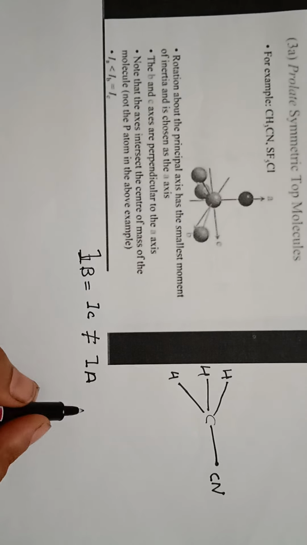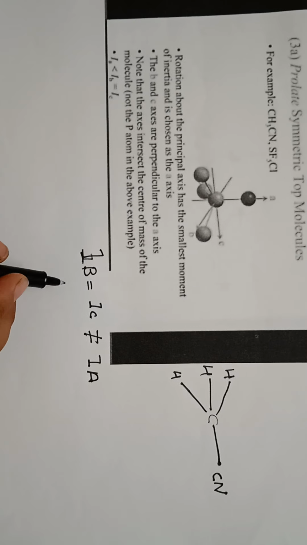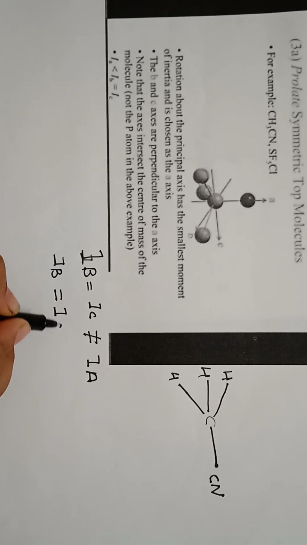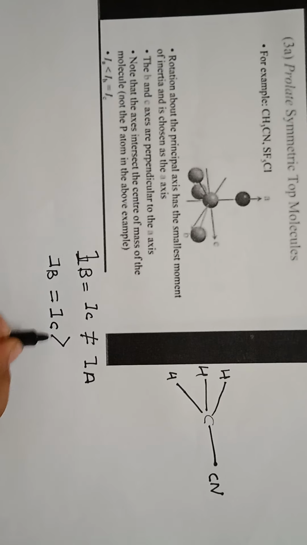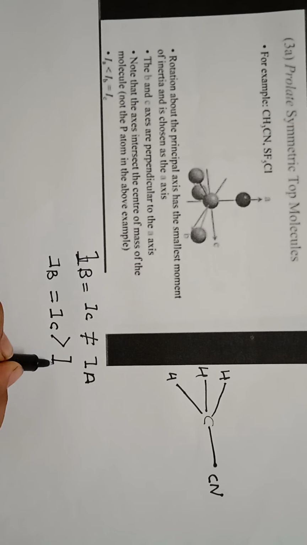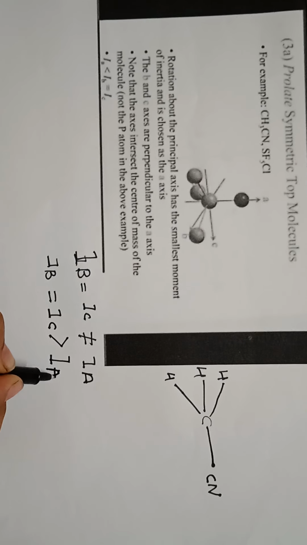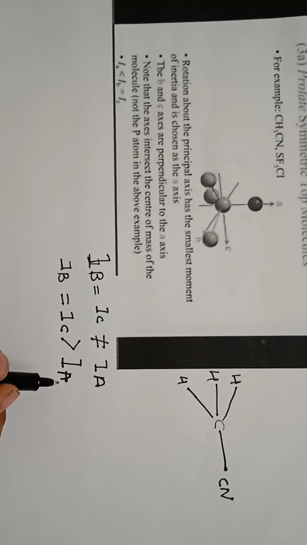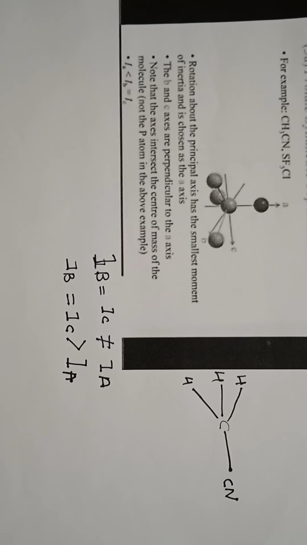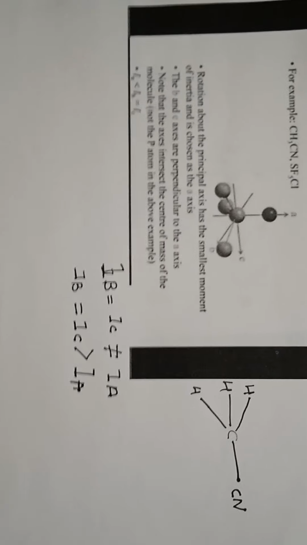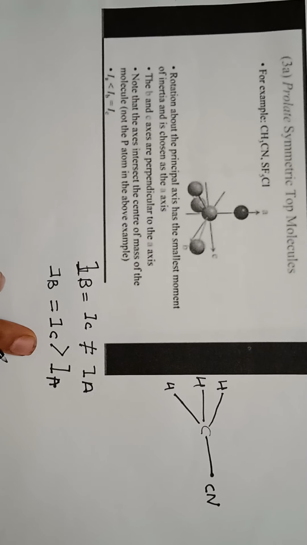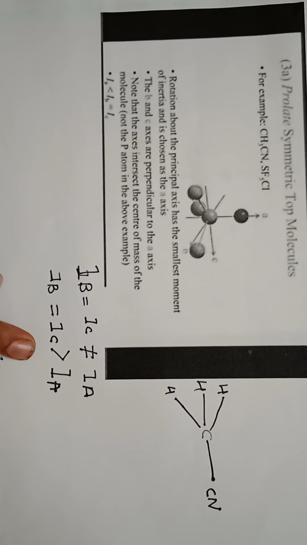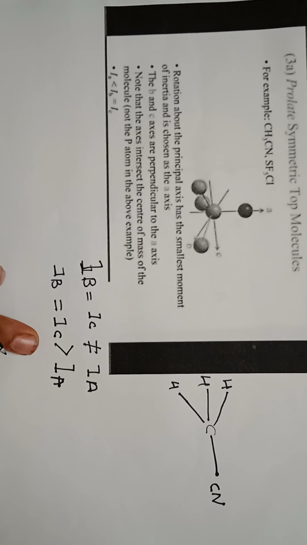But in this, IB is equal to IC and greater than IA. Then the molecule is called a prolate symmetric top.